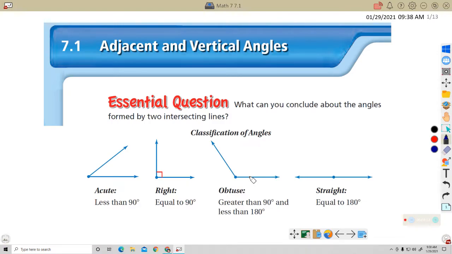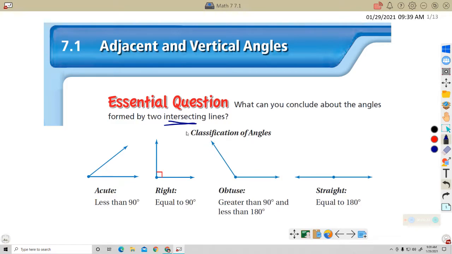Right away, you're going to notice we got some funny words here, adjacent and vertical. So, our essential question: what can you conclude about the angles formed by two intersecting lines? Okay, so we have this other word, intersecting. Let's make sure we understand what that means.